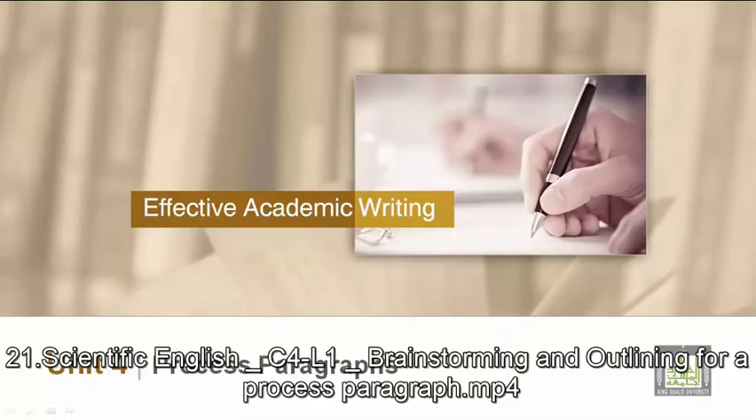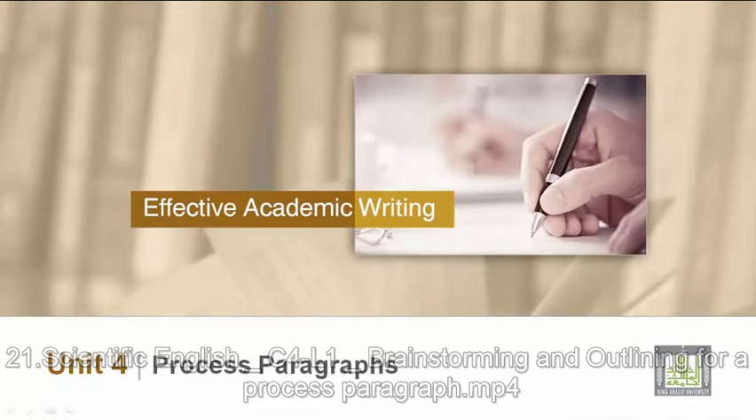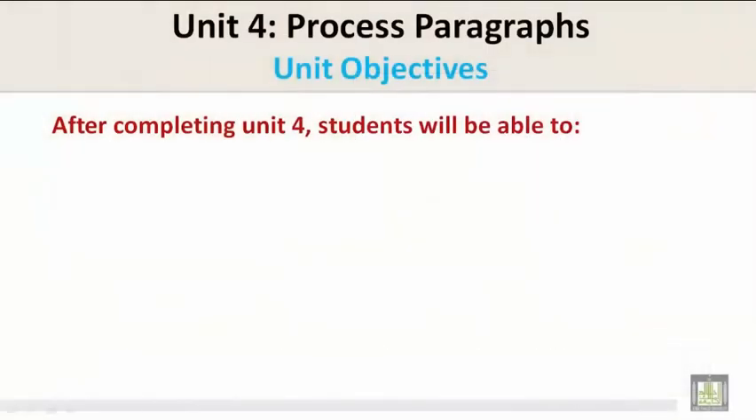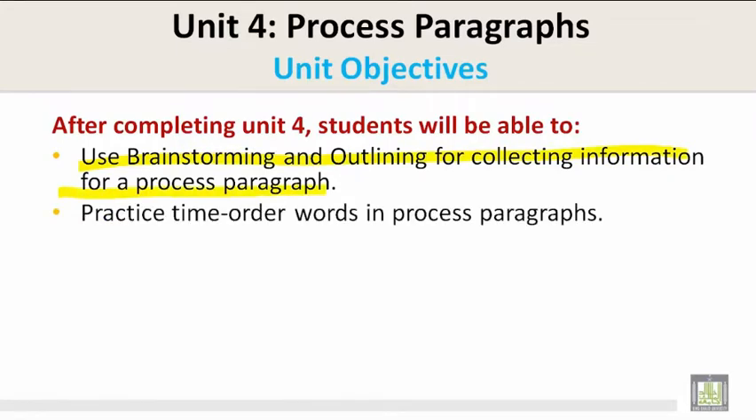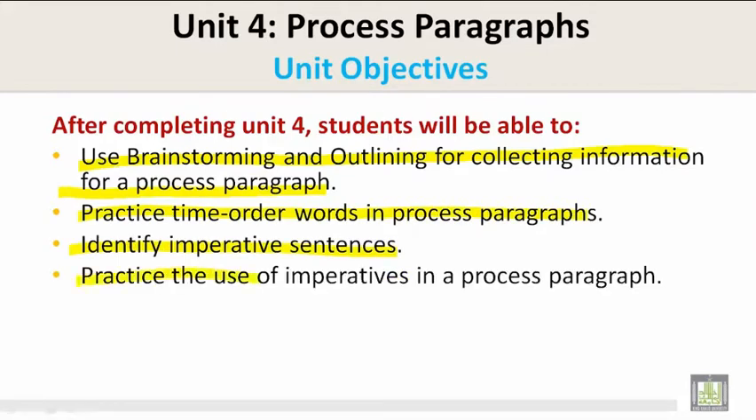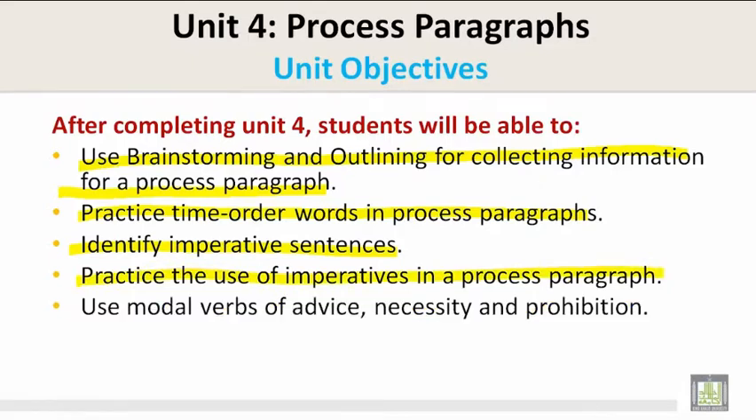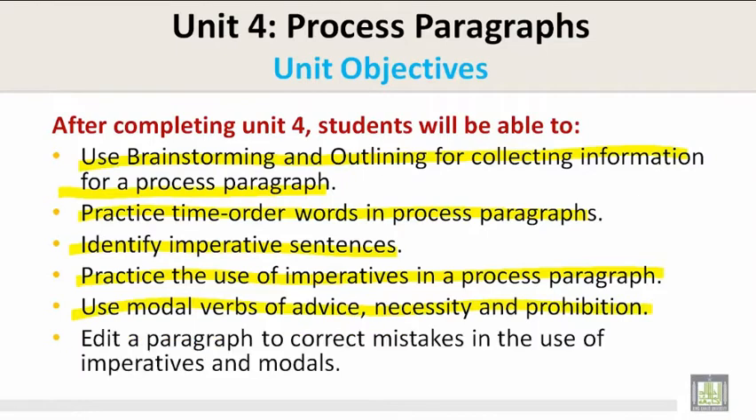Effective academic writing. Unit 4, Process Paragraphs. After completing Unit 4, students will be able to use brainstorming and outlining for collecting information for a process paragraph, practice time-order words in process paragraphs, identify imperative sentences, practice the use of imperatives in a process paragraph, use modal verbs of advice, necessity, and prohibition, and edit a paragraph to correct mistakes in the use of imperatives and modals.